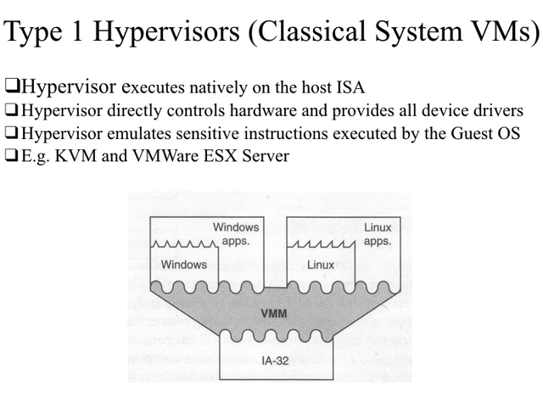So the hypervisor directly controls all the hardware. It needs to have all the necessary device drivers to control the hardware, and it uses the trap and emulate model that we just discussed in the previous slide. Some common examples of type 1 hypervisors are KVM, the kernel virtual machine, and the VMware ESX server.